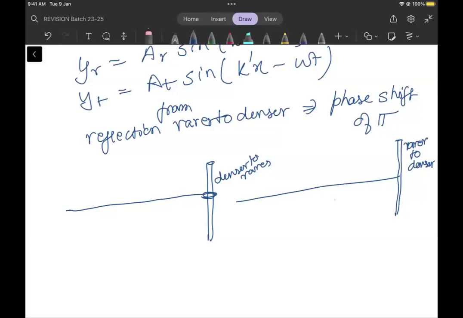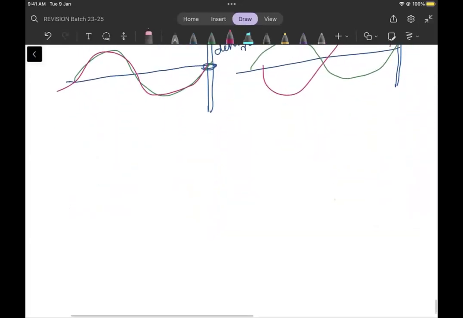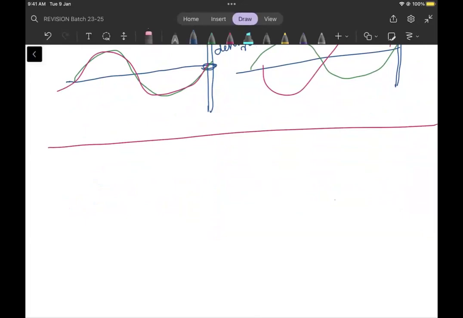purposes. So in this case, if this is the incident wave, right, then the reflected wave will sort of look the same. And in this case, if this is the incident wave, then the reflected wave will look like this. It will phase shift by pi. The incident trough will become reflected crest and vice versa, अगर rarer to denser हुआ तो. Okay. So this is all about waves on a string.